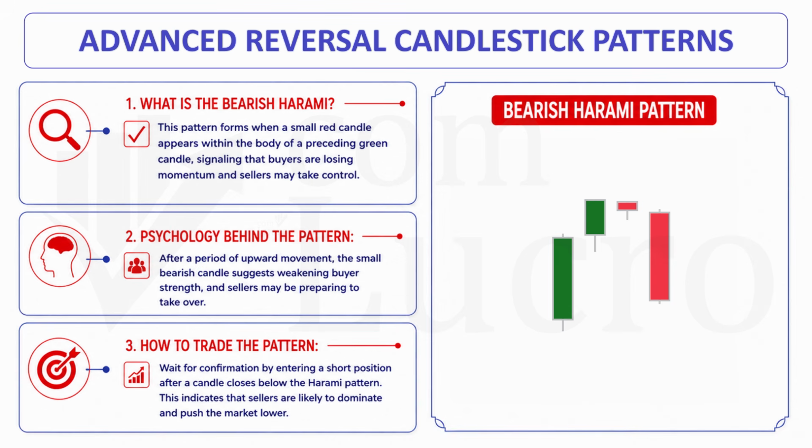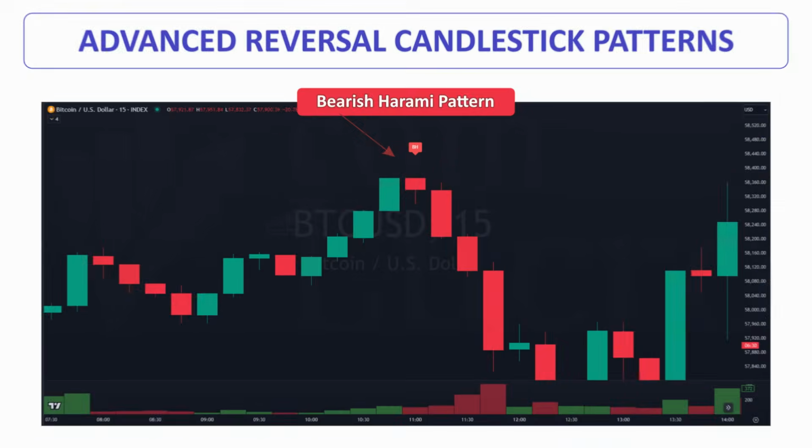On the flip side, we have the bearish Harami. This pattern forms when a small red candle appears inside the body of the prior green candle. It suggests that the buyers are losing strength after a period of upward movement, and the sellers may be preparing to take over. So, how do we trade a bearish Harami?